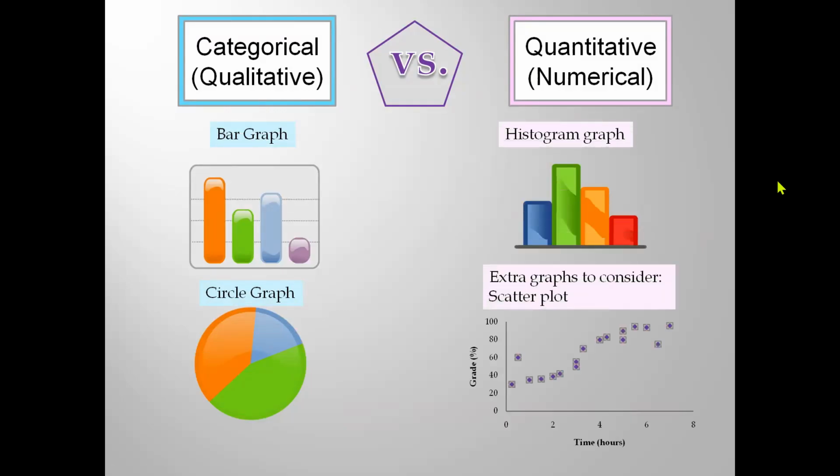But next time we're going to talk about categorical graphs, bar graphs and circle graphs in particular, and quantitative graphs, histograms and scatter plots. And eventually we'll talk about the difference between bar graphs and histograms.